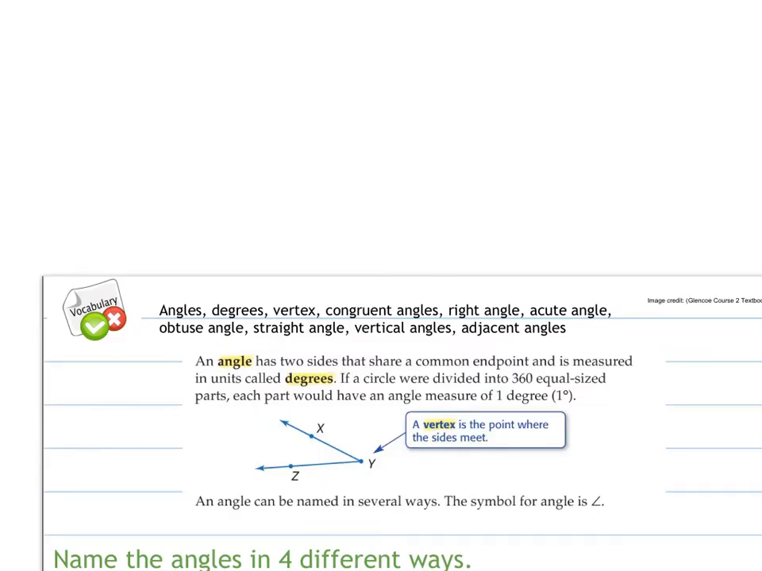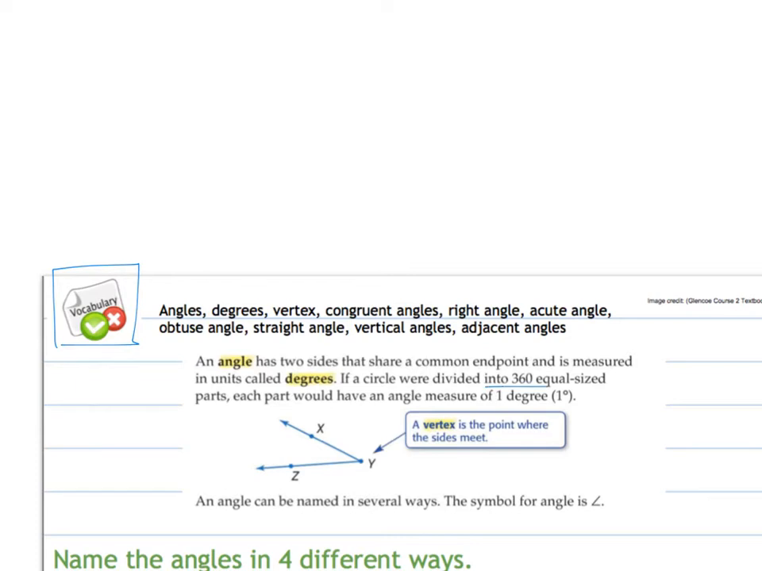So here are some vocabulary words for 10.1. Angles, degrees, vertex, congruent angles, right angle, acute angle, obtuse angle, straight angle, vertical angles, adjacent angles. They all have something in common. They have to do with angles. So, an angle has two sides that share a common endpoint that is measured by degrees, okay?